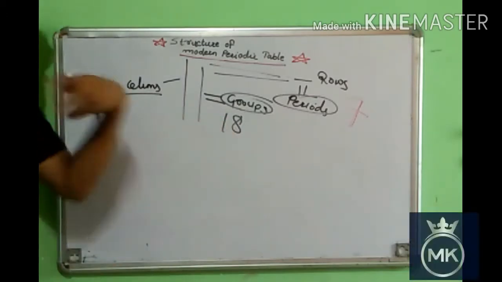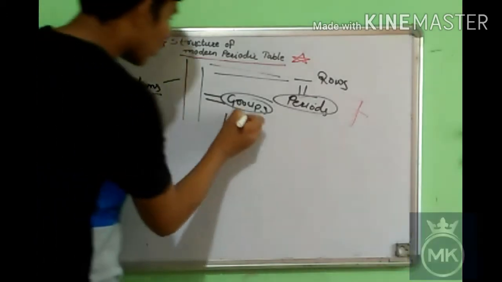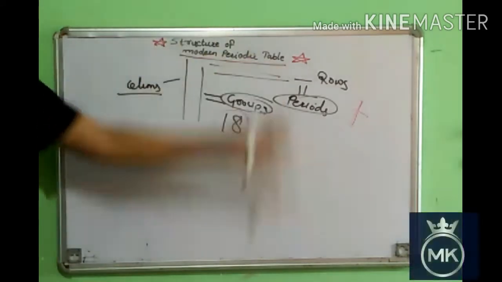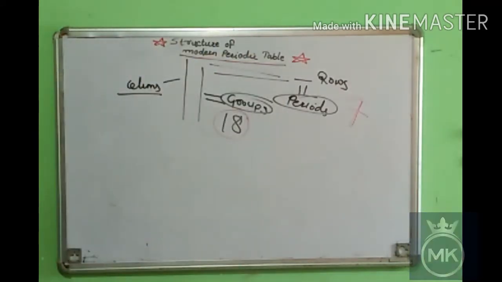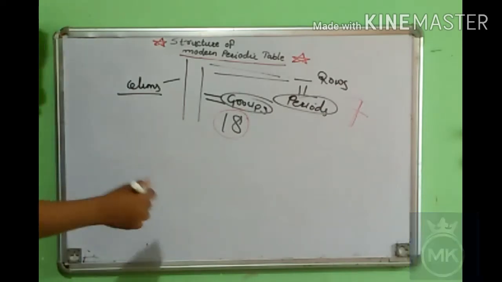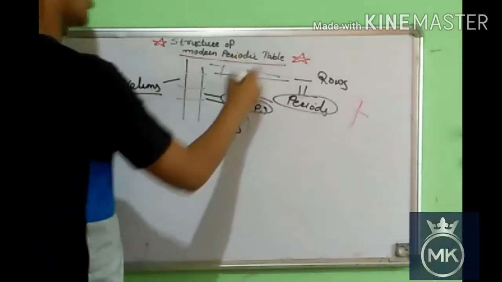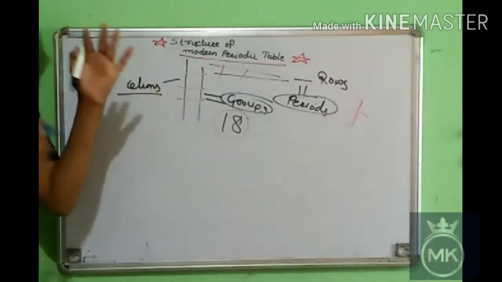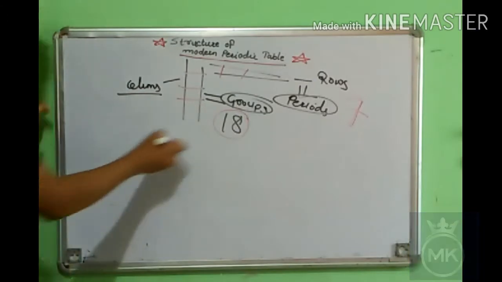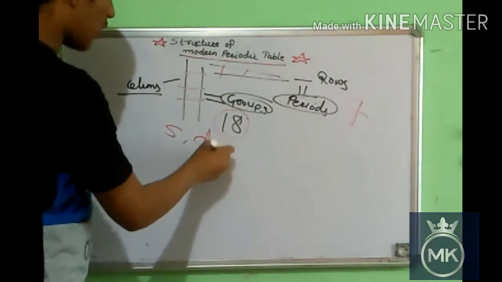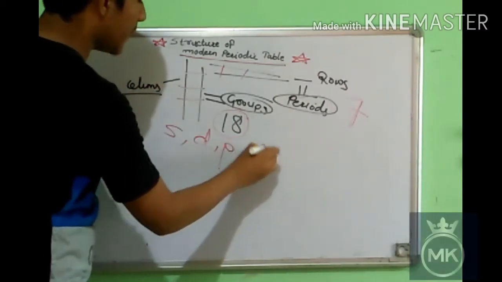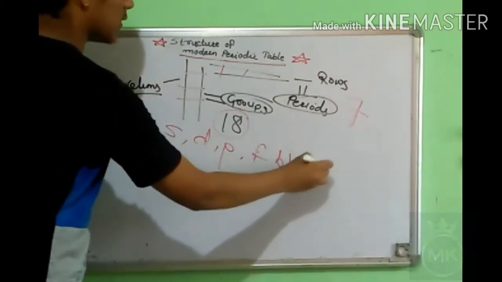So friends, in the modern periodic table, these groups are divided into blocks. Or we also say that the modern periodic table is divided into 4 blocks. And in the 4 blocks, only groups are contained, not rows. The 4 blocks are the S block, D block, P block, and F block. Okay, S, D, P, and F blocks.